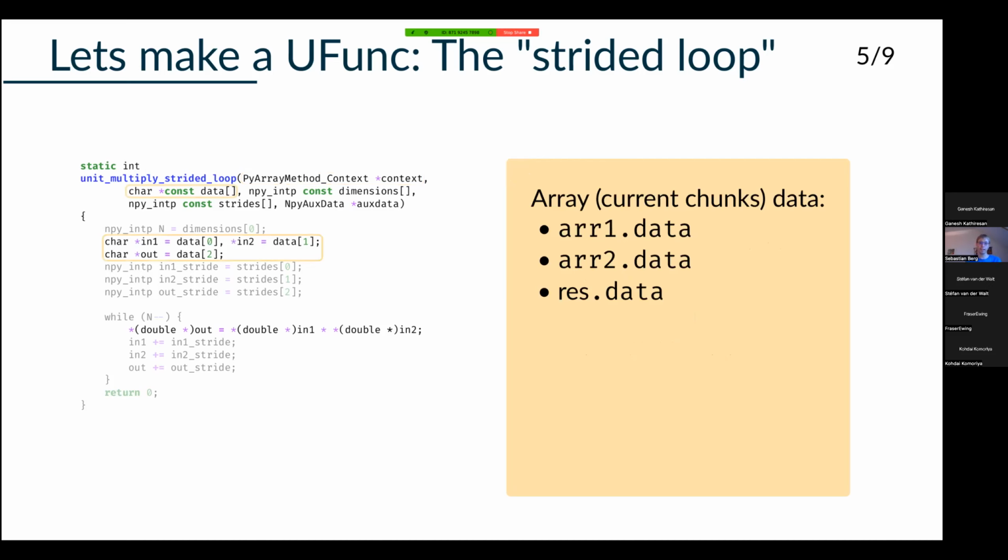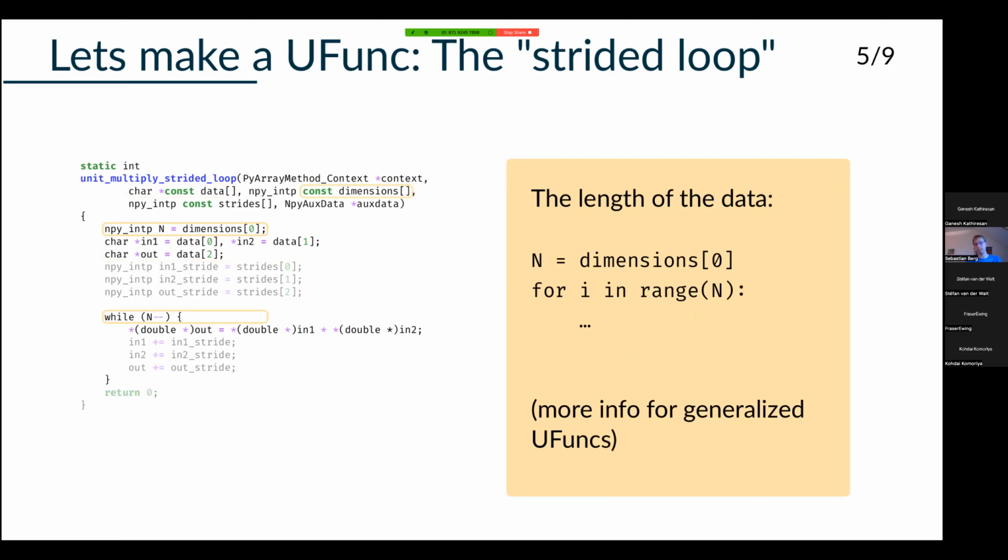Then we have the data, which is unchanged from previously. So of course, if we want to work with the data, we have to pass in the C pointers to the actual memory. This happens here inside the struct, and then it's unpacked below in the code block. Then we have the dimensions, which are passed in. In most cases, this is just the number of elements that our loop has to go through. There are some cases, like the generalized UFuncs in NumPy, where it's more complicated, but for the simple cases, it's just n.